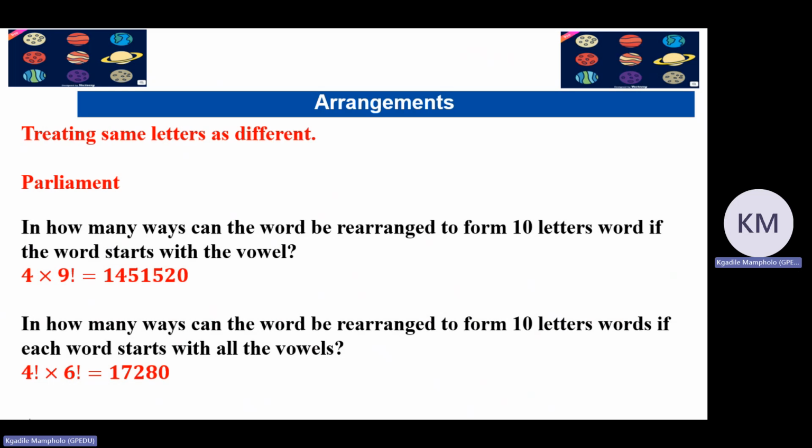So now if the vowels are at the beginning, it means letters number 5 up to 10 will be consonants. How many consonants are there? There are 6, which are P, R, L, M, N, and T, which can still be arranged differently. So then it will be 6 factorial.